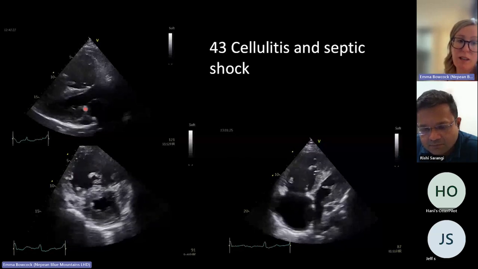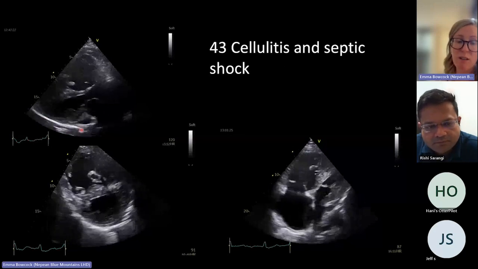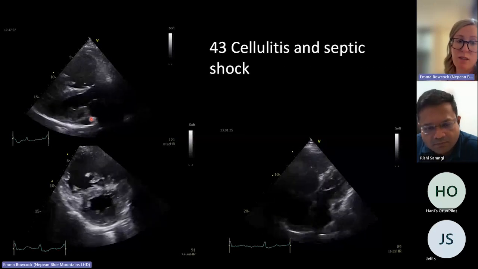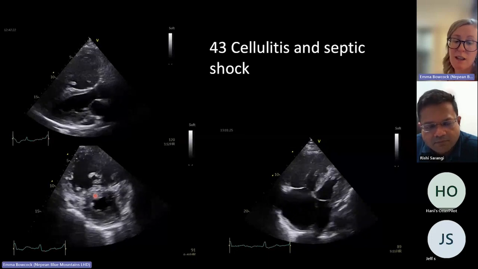You can see here lots of trabeculation. You can see a prominent moderator band. There probably is a trivial pericardial effusion. The coronary sinus is a bit dilated. You've got that ventricular interdependence happening in systole and diastole.